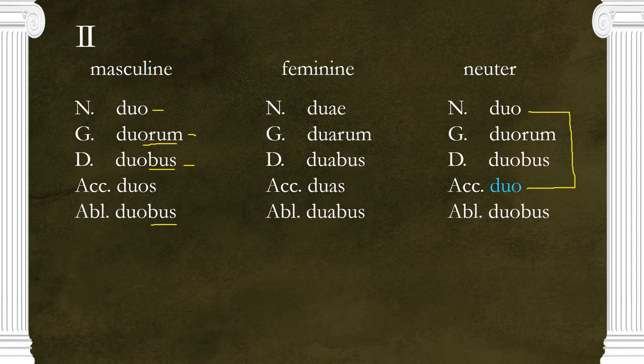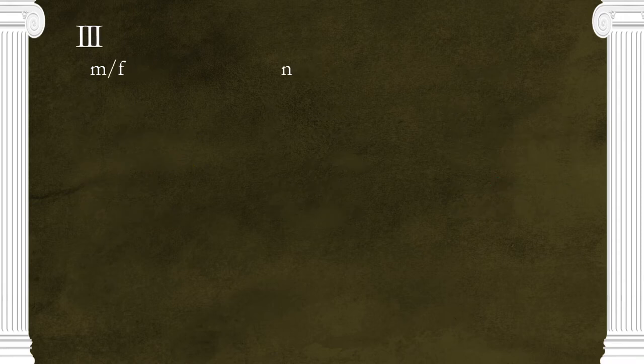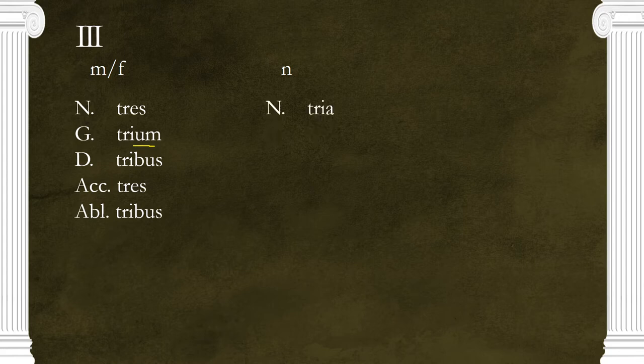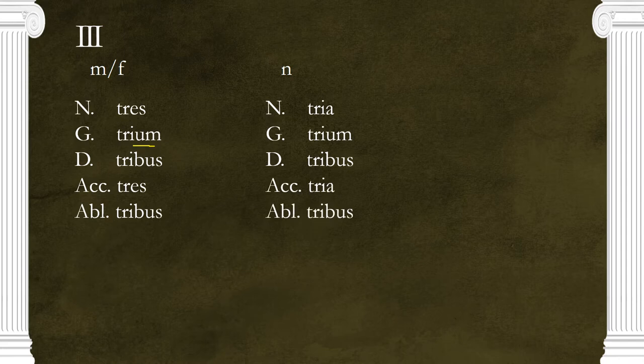And then if we look at the number 3, tres, masculine and feminine are the same. Tres, trium, when we see ium or arum or orum, that um, it usually tells us that we're looking at a genitive plural. And here it is in the neuter. And the nominative and accusative are the same when we talk about neuters.